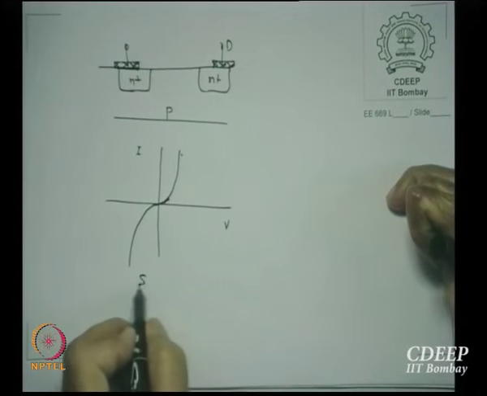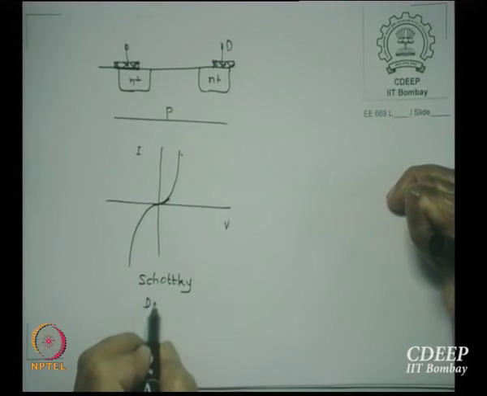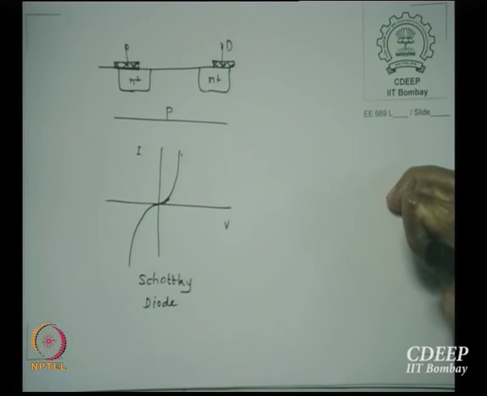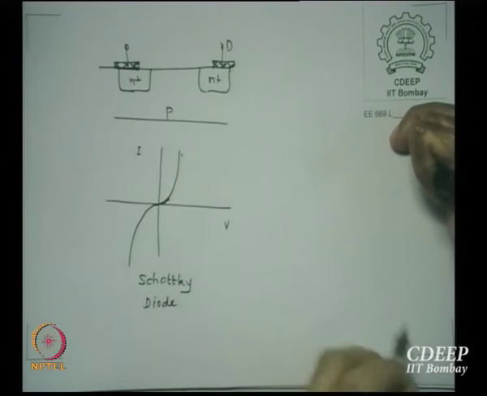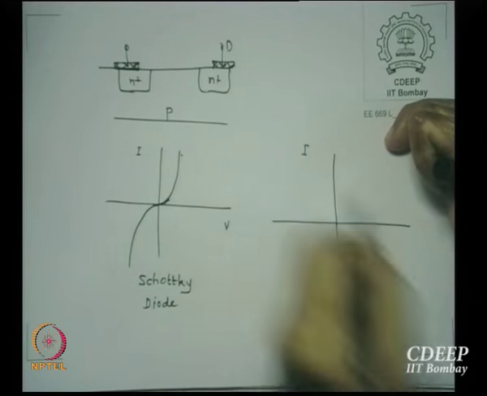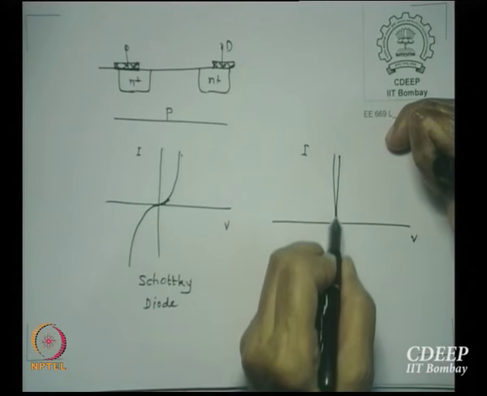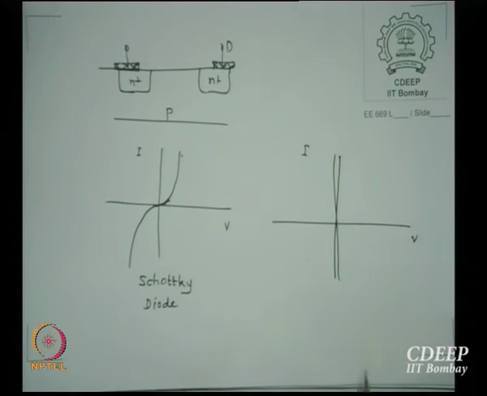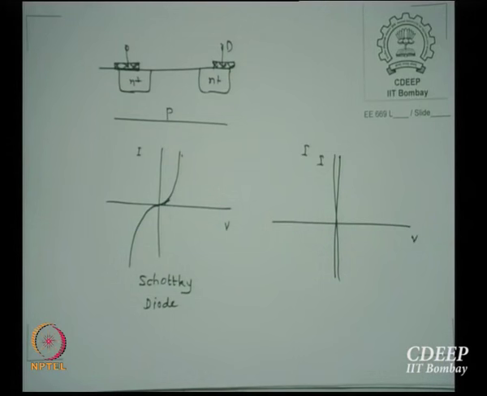Whereas this is a Schottky diode: any metal-semiconductor contact has a barrier and it always shows a characteristic like a diode. What kind of contact are we really looking for here? We are looking for a contact which ideally gives this, but at least this. Of course, the slope may be slightly more or less depending on the process you use, but I want an ohmic contact.